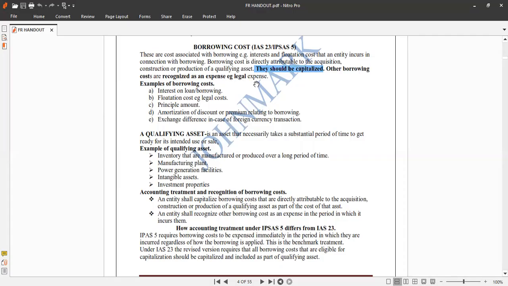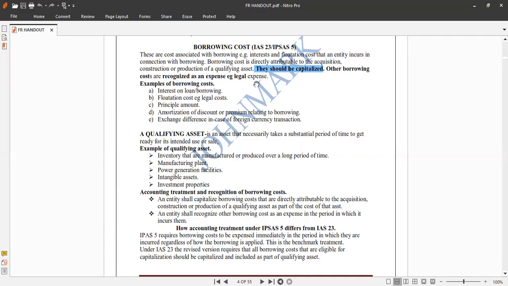For example, if you take a loan of 1 million, you expect to pay back with interest, assuming the interest in this case is 200,000. The loan amount was 1 million. The interest you expect to pay is 200,000. In your financial statement, you don't show a loan of 1 million. You need to show a loan of 1.2 million.